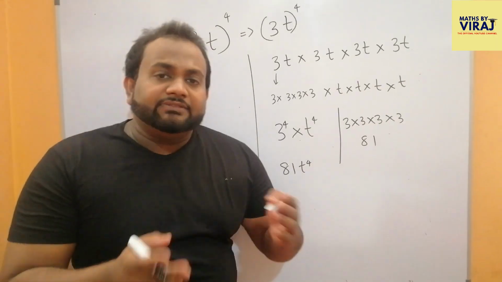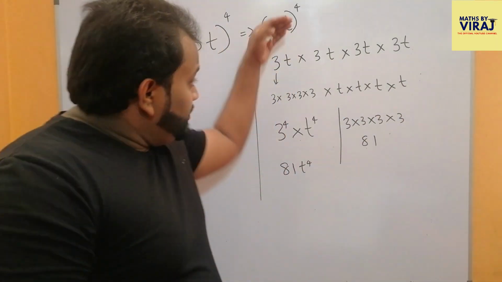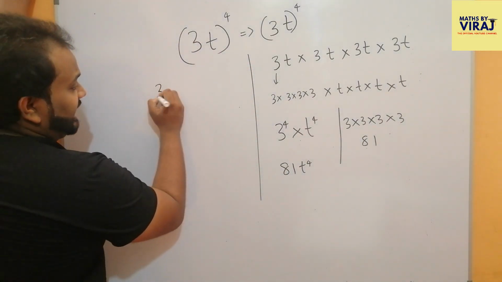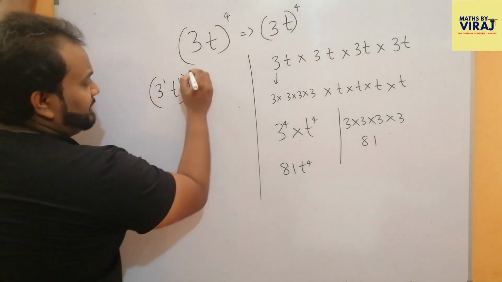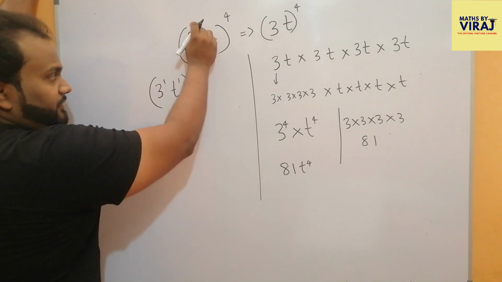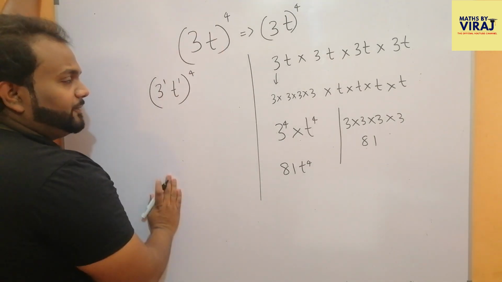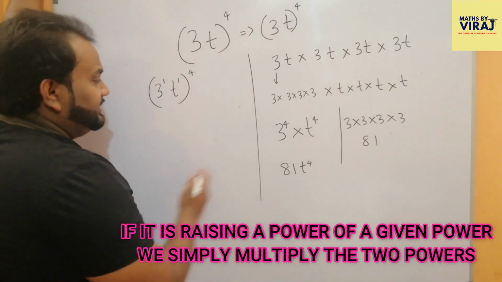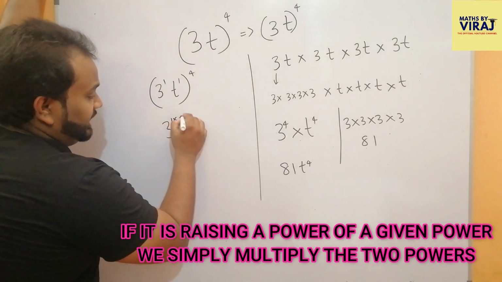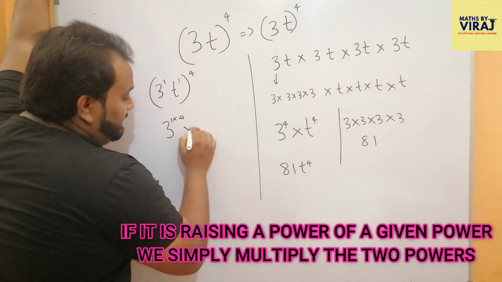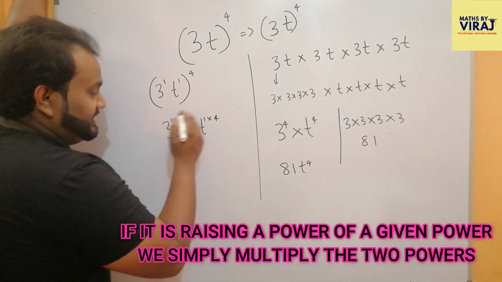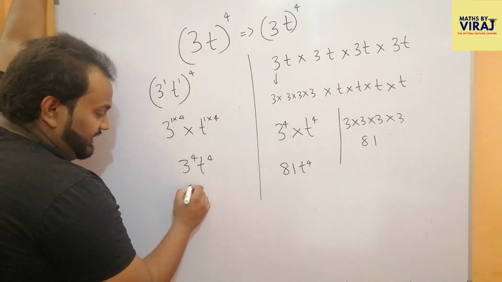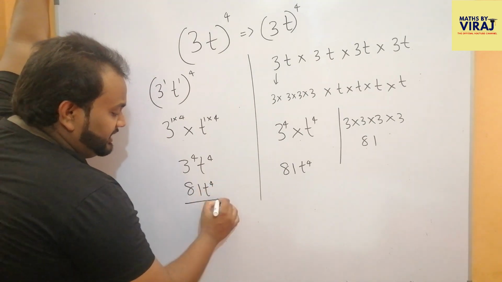So I can write this as 81 t to the power 4. Now, rather than going through all these calculations, I can easily write this as 3 to the power 1, t to the power 1, whole thing to the power 4. When there is a power of another given power, what do we do? We multiply the powers: 3 to the power 1 into 4 multiplied by t to the power 1 into 4, which gives us 3 to the power 4 t to the power 4. 3 to the power 4 is 81, therefore it's 81 t to the power 4.